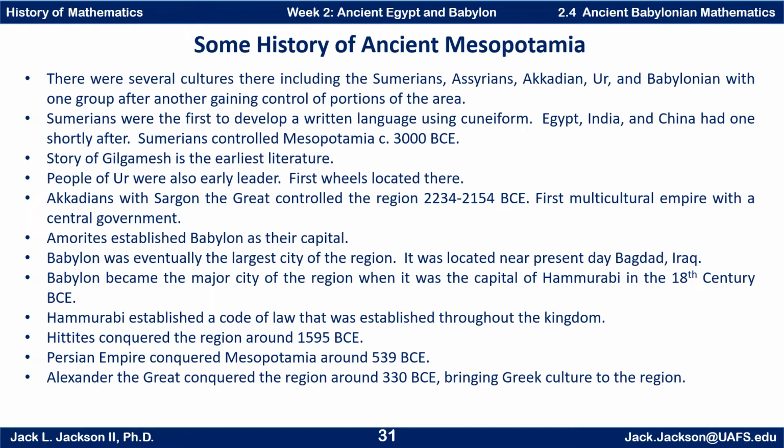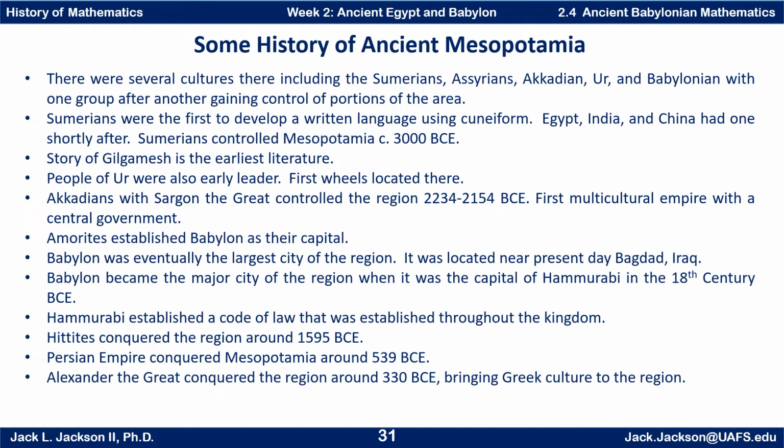The Sumerians, in particular, were the first to develop a written language in the world. They used cuneiform to do that. We'll talk a little bit about that later. Now it is true that Egypt, India, and China all independently developed a written language just shortly after that, but the first were the Sumerians. And the Sumerians controlled the Mesopotamian area around 3000 BCE.